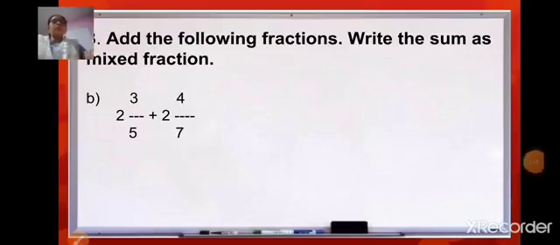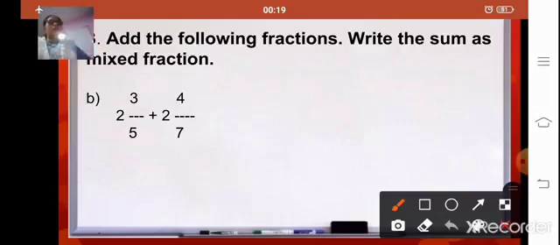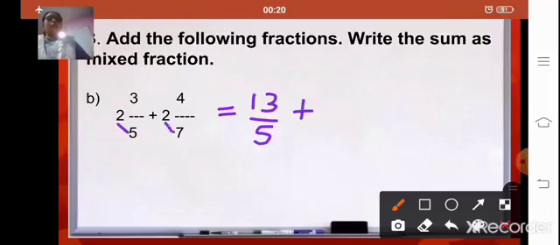Okay, now here both the whole numbers are the same, that is 2 and 2. Okay, so first let us start with the first method, that is by making the fractions like fractions. So now let us first convert this into improper fractions. So when you convert this into improper fractions, 5 into 2, that is 10, plus 3, that is 13 upon 5. Your first fraction is 13 upon 5, plus, let us convert this, 7 2s are 14, plus 4, that is 18 upon 7.